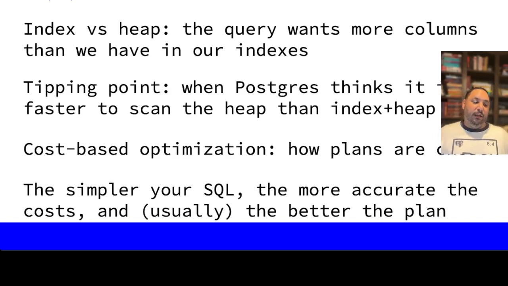That tipping point is when Postgres says, hey, it's faster for me to just go scan the heap than to do the index lookups plus the heap lookups, right? And that's exacerbated by having columns that are in the heap that are not in our index.